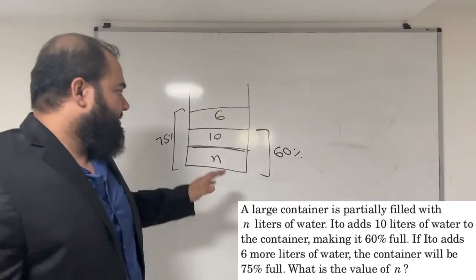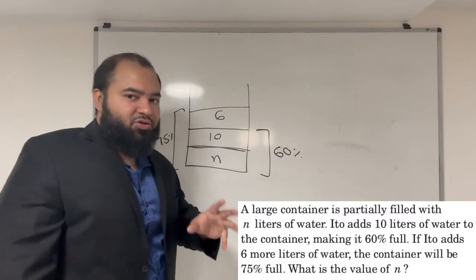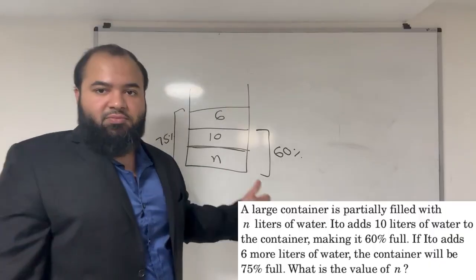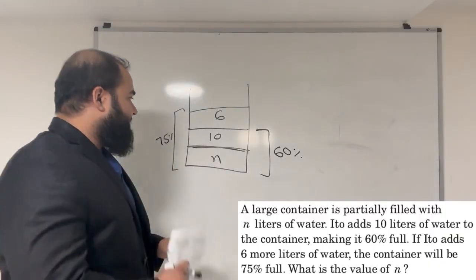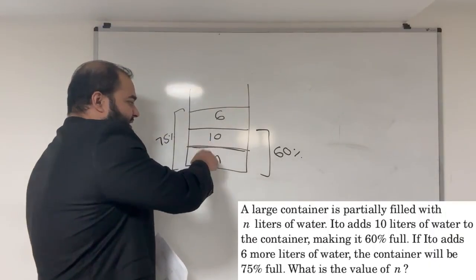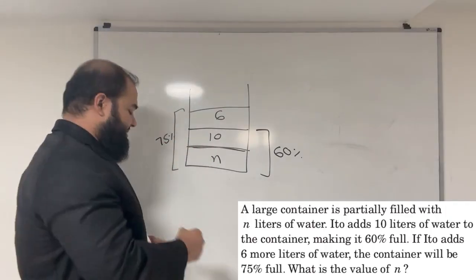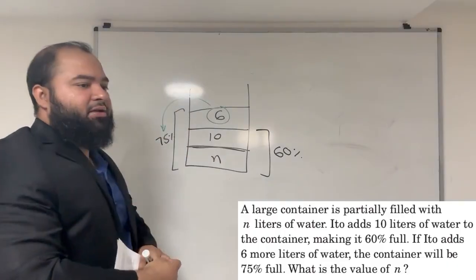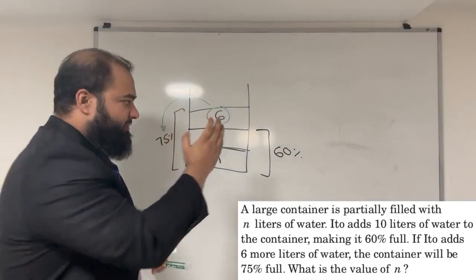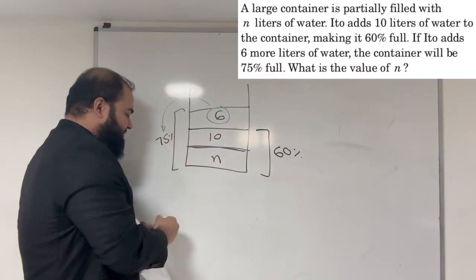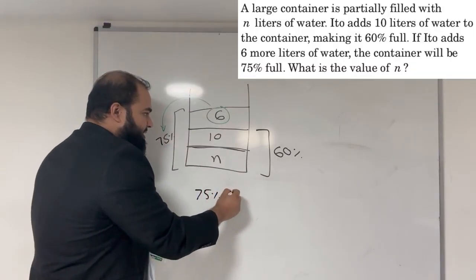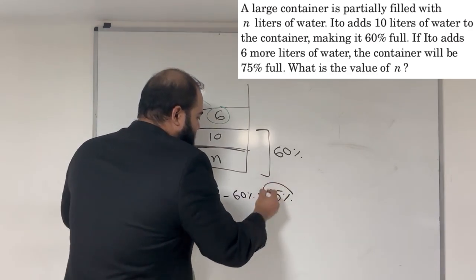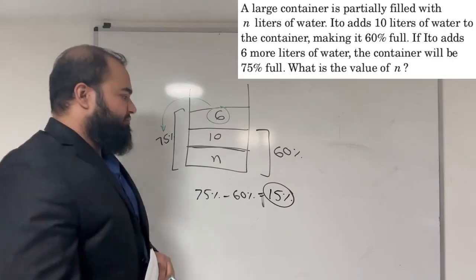So what would you do? You have some information. I would say you try it on your own first, and if you get stuck, you look at it. Or even if you can do it, I'll probably show you a shortcut. So take a look. If 60% is 10 and n, and when this 6 came, it jumped into 75%, so this 6 must have been the difference between 60 and 75. So 75% minus 60%, that's how much? 15%. So technically this 6 is 15%.